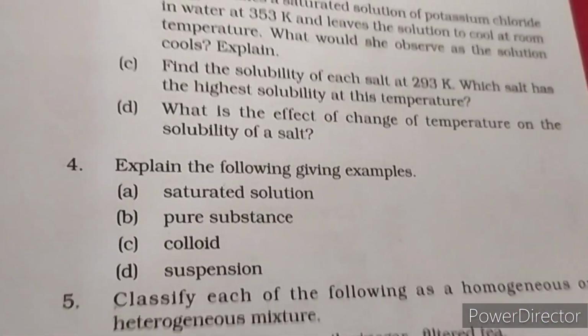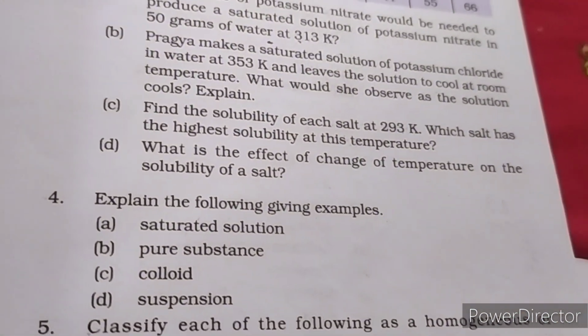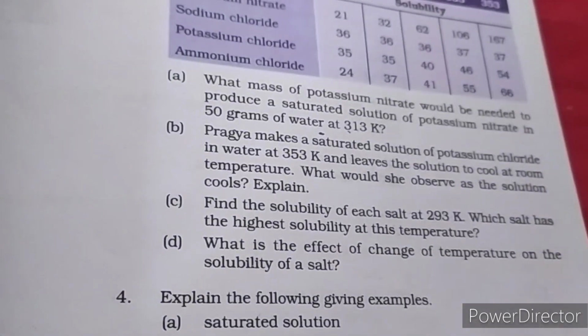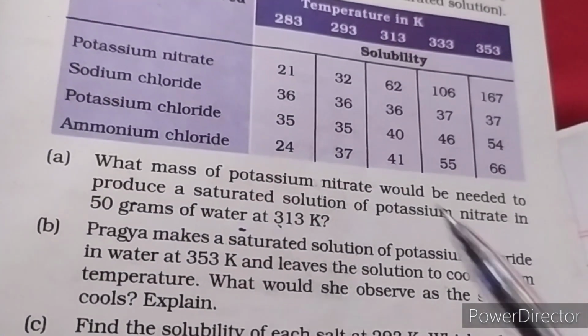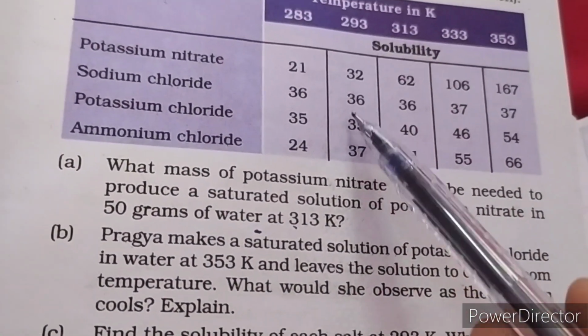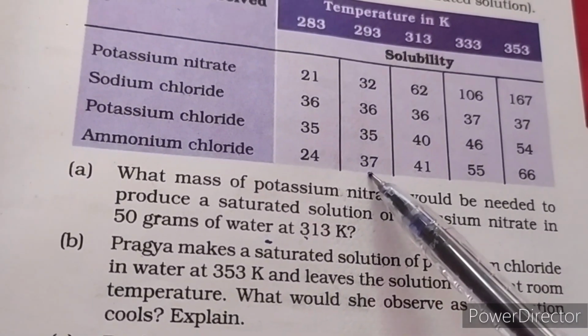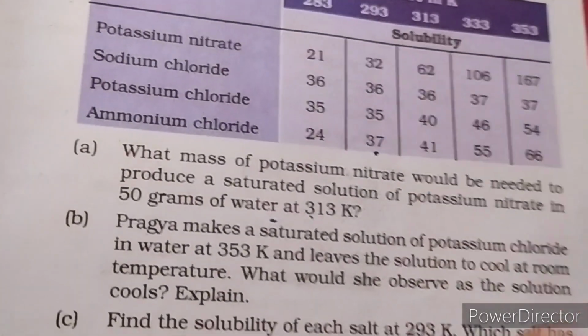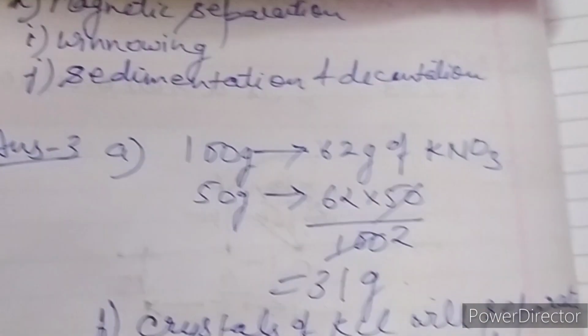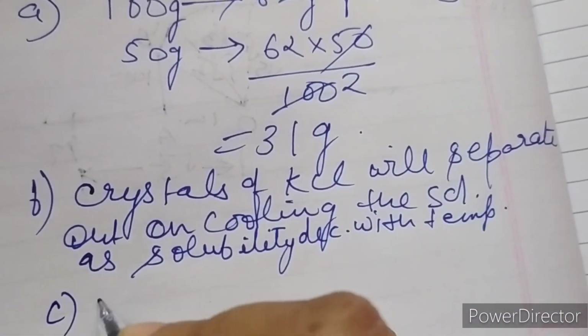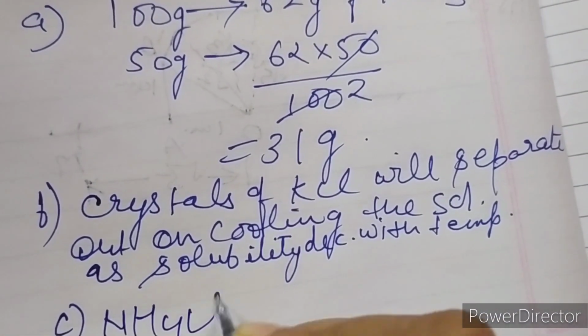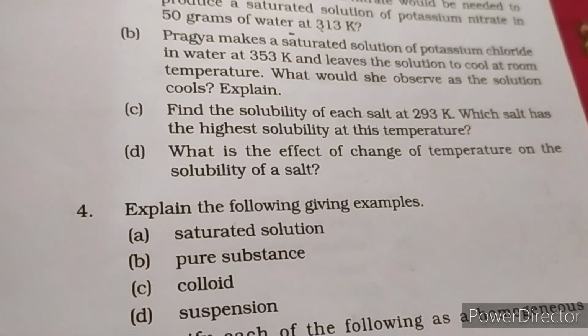Next is: find the solubility of each salt at 293 K and which has the highest solubility. So you can see this from the chart itself. At 293 K, you can see the solubility of each salt. The maximum amount of salt dissolved is ammonium chloride. So obviously the answer will be ammonium chloride, which shows the maximum solubility at the given temperature, that is 293 K.